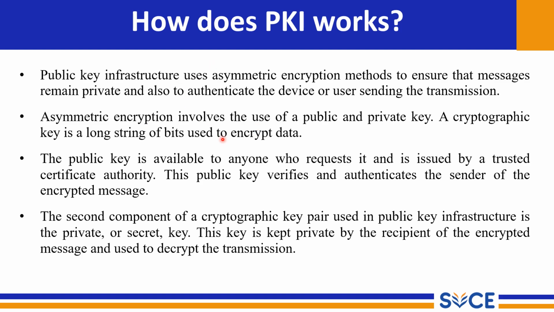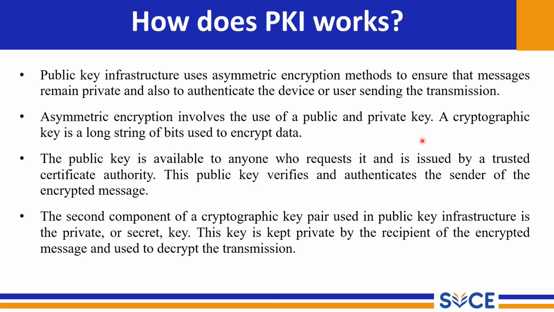And how does the PKI system work? Public key infrastructure uses an asymmetric encryption method to ensure that messages remain private and also to authenticate the device or user sending the transmission. Asymmetric encryption uses both a public and a private key, right? The public key is available to anyone who requests it from the trusted certificate authority. As I said, there are components like the CA, the registration authority, the certificate policy, the central directory, and the certificate database.